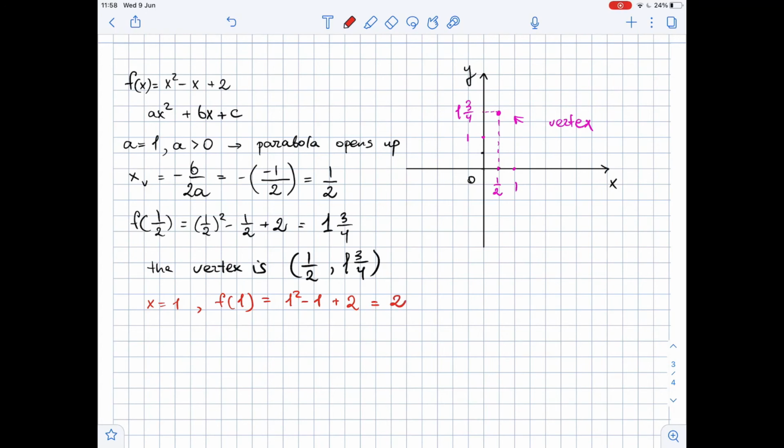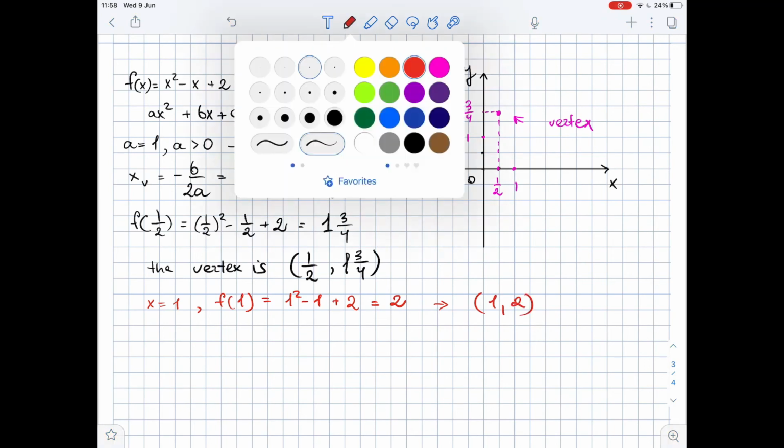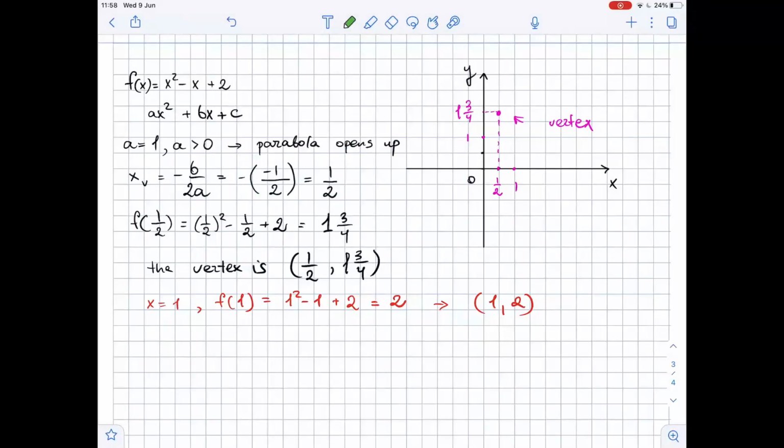So we have found a point of our parabola, which is 1 and 2. Let's show it on the graph. So x is equal to 1 and y is equal to 2. So this point is somewhere here.